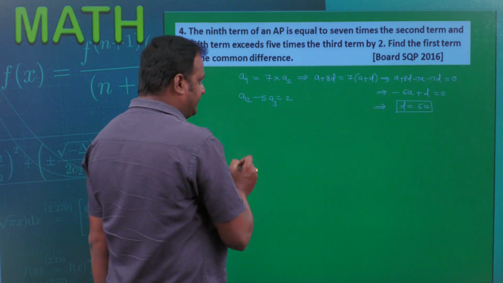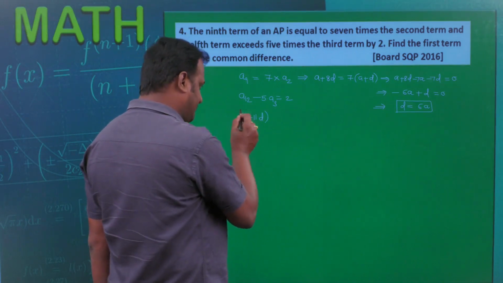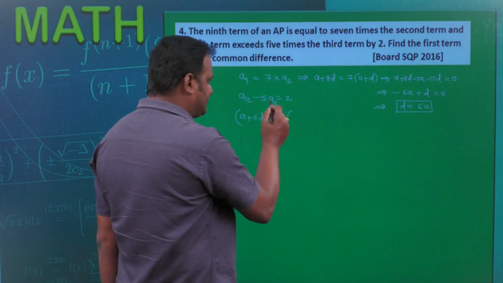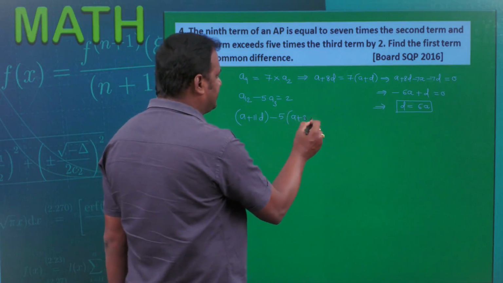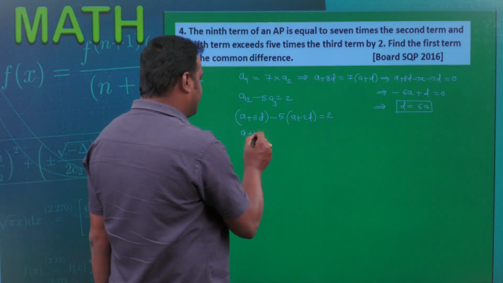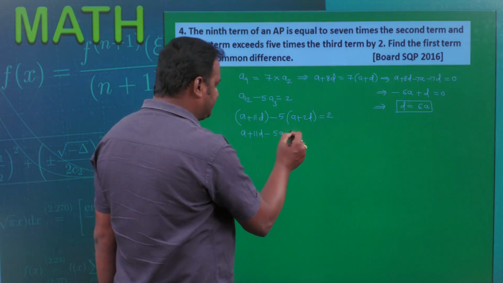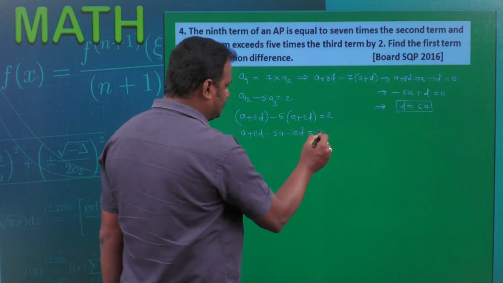Similarly, what about this A12? The 12th term is A plus 11D, minus 5 times the third term. The third term is A plus 2D, equal to 2. So this is A plus 11D minus 5 into A, that is 5A, minus 5 2s are 10D, is equal to 2.